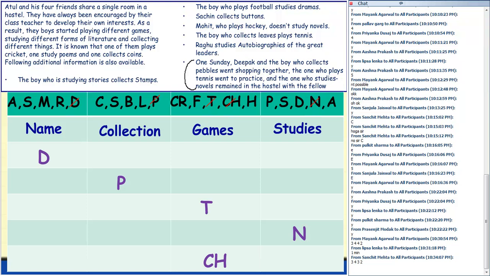Now, next one. The boy who is studying stories collects stamps. So stories and stamps have to be together. So stories and stamps must come together. Now I say stories and stamps must come together. One of the possibilities is this one. Stamps and stories, no, not a possibility. Stamps and stories, yes, that is a possibility. Stamps and stories, no, this is not a possibility. Stamps and stories, yes, this is a possibility.